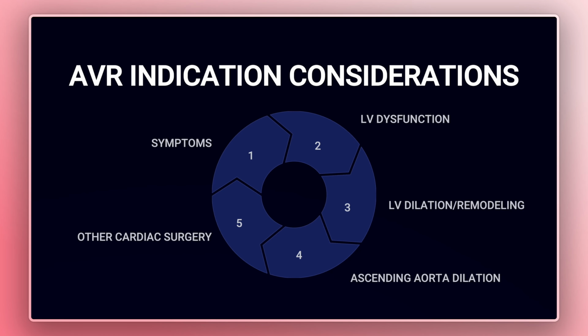Number 4, what is the dilation status of the ascending aorta? And number 5 is the patient having other cardiac surgery and they have moderate or severe aortic regurgitation that we need to consider intervening on as well.